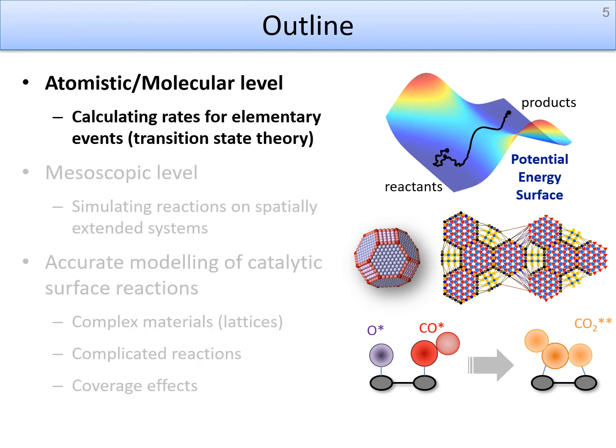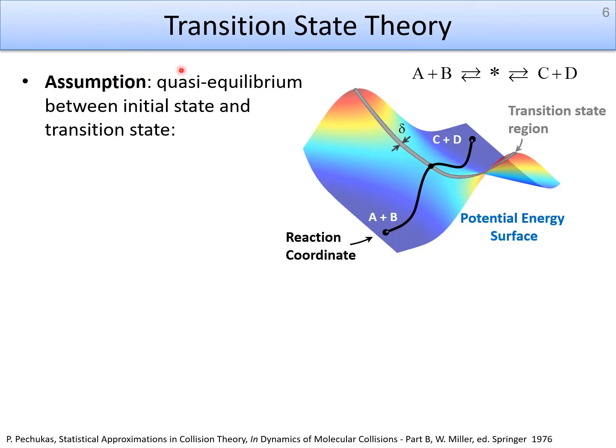So let's start with the transition state theory fundamentals. I'd like to point out early on that transition state theory is an equilibrium theory. It assumes that quasi-equilibrium has been reached between the initial state and the transition state. Now, the transition state is a thin region of the space which has dimensionality equal to the dimensionality of our overall space minus 1. So it's really a dividing surface, or hypersurface, that separates reactants from products.